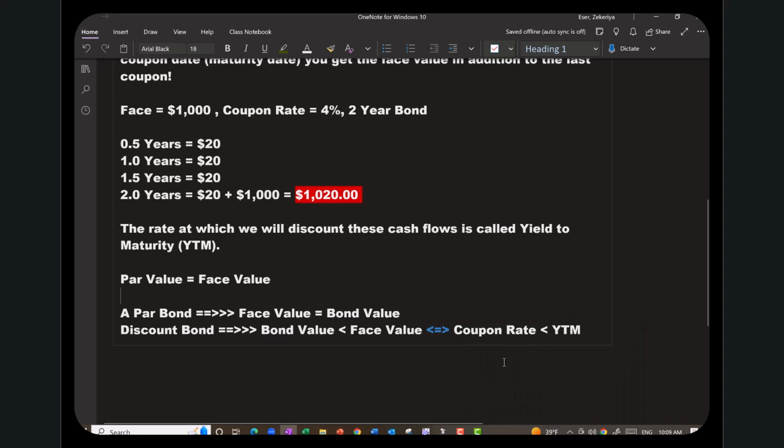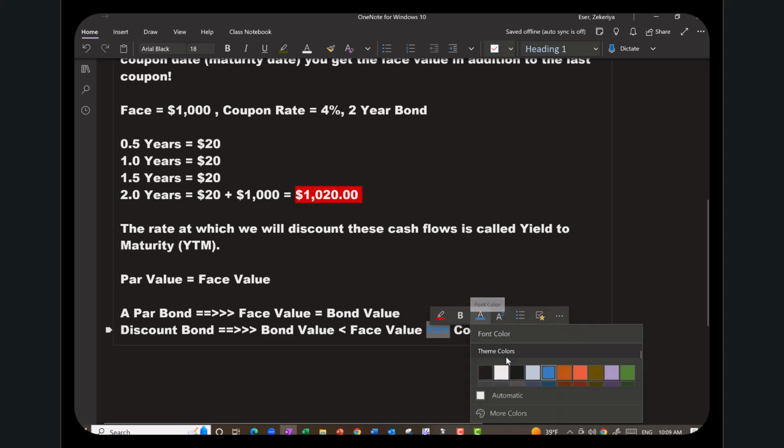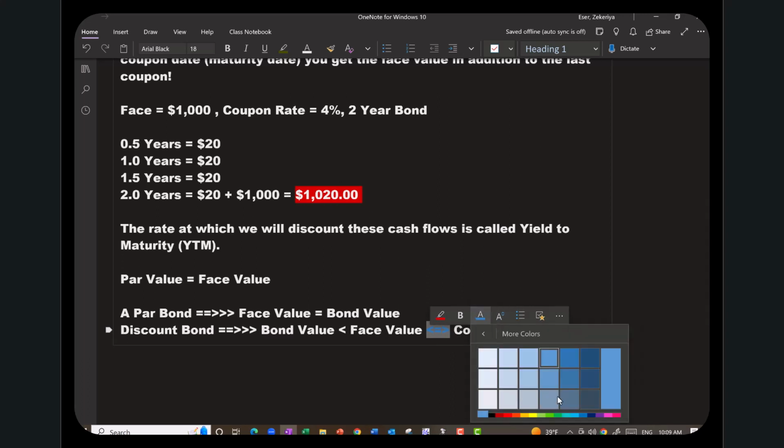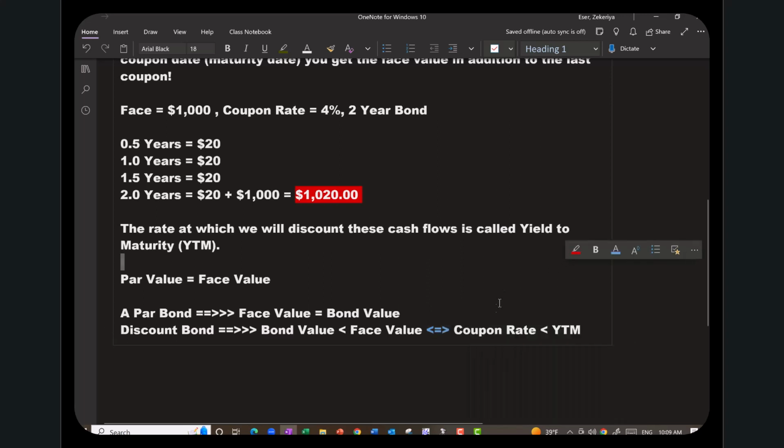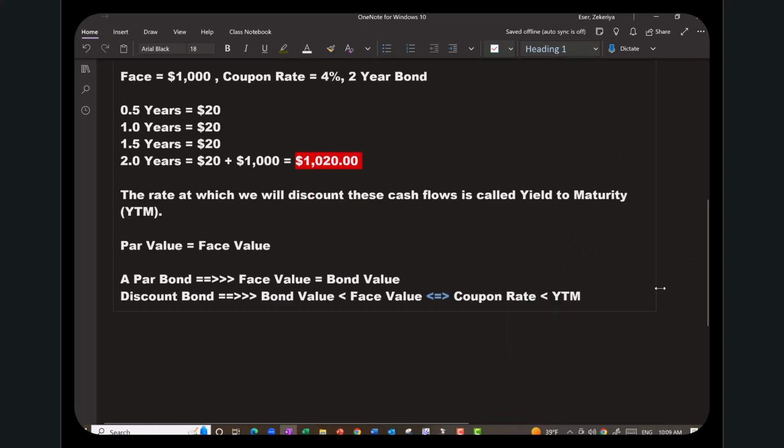That's a logical symbol. It just means if and only if. If coupon rate is less than yield to maturity, bond value is less than face value. And if bond value is less than face value, coupon rate is, let me make that wider. I'm gonna copy that one. Being the lazy guy that I am, instead of discount, premium.